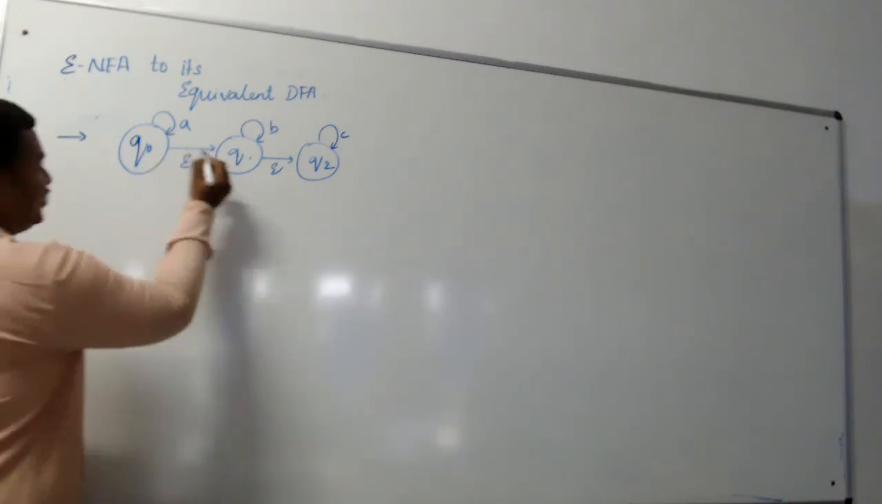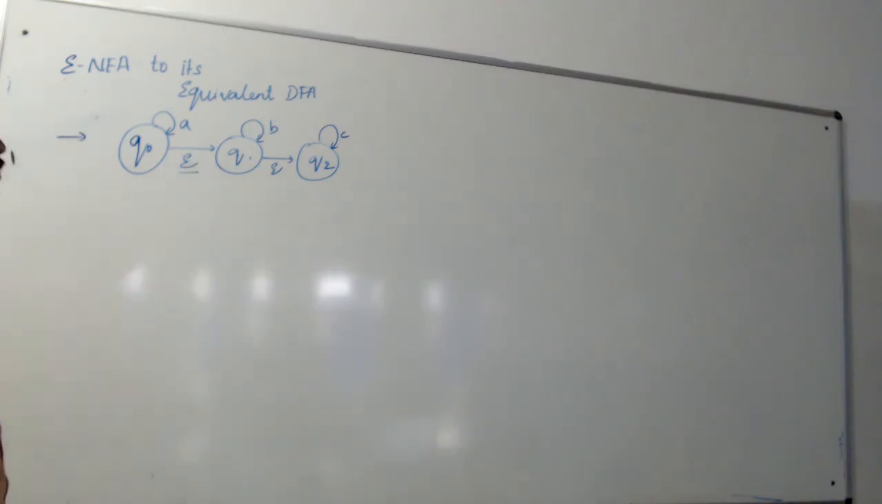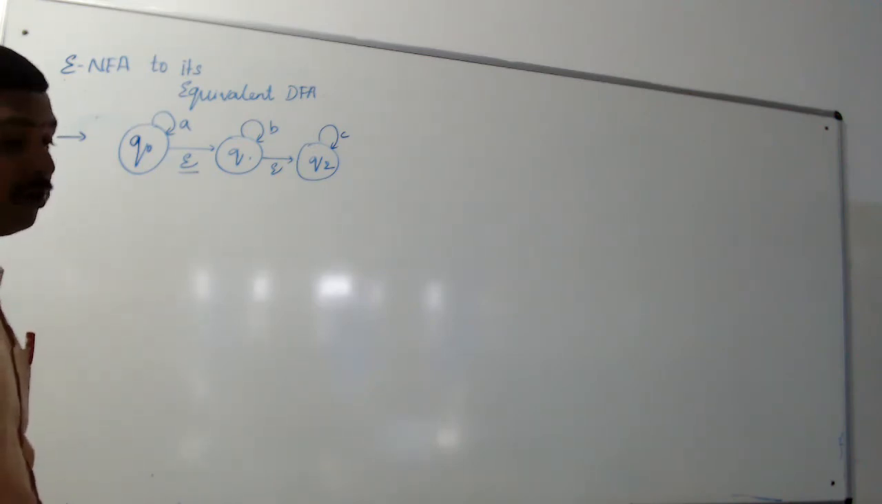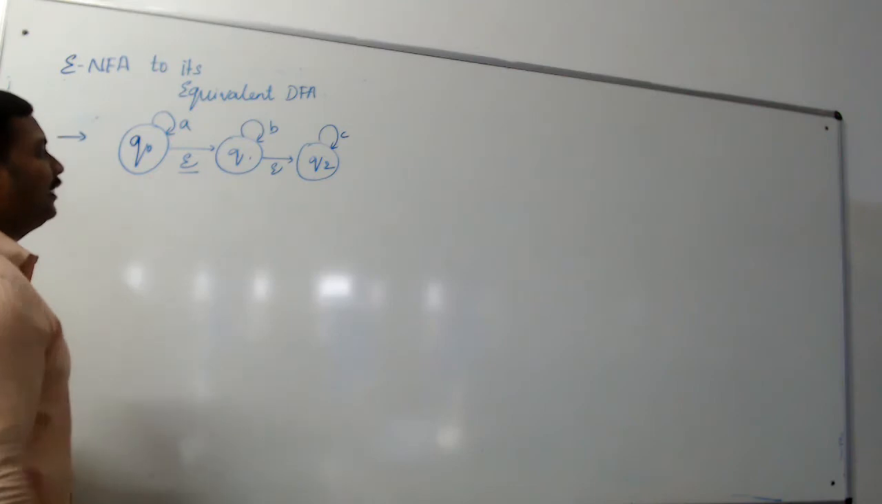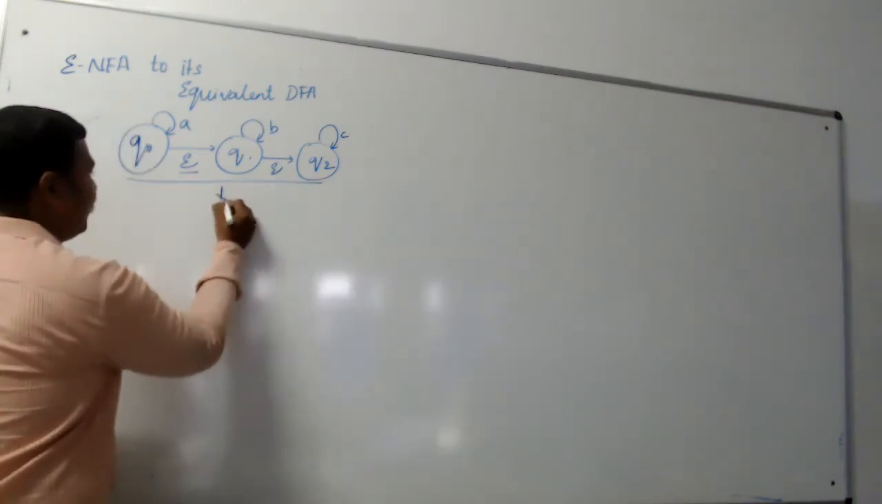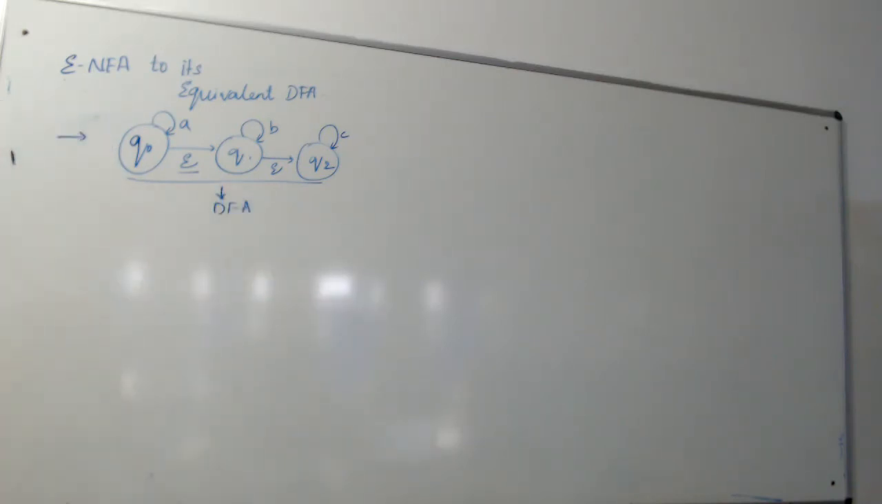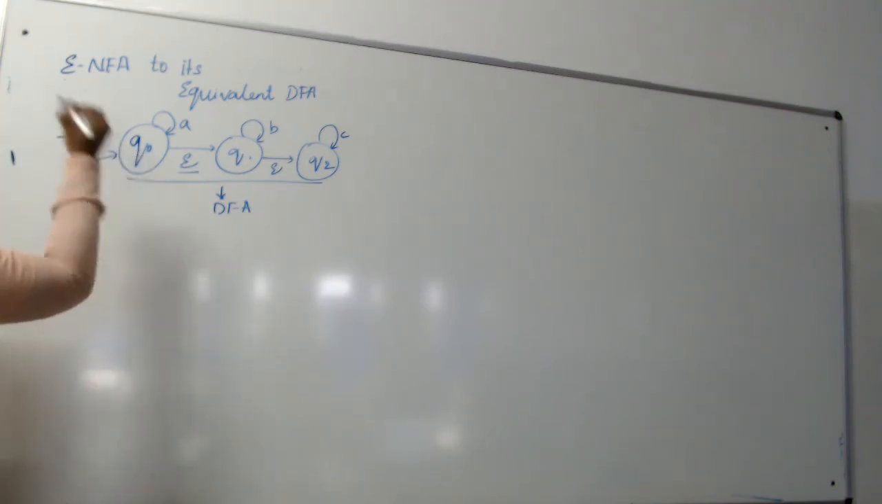Since the transitions from one state to another state happen upon epsilon, it is called an epsilon NFA. And there are not necessarily transitions for all alphabets. It is not a complete NFA. For this, I need to convert this epsilon NFA to its equivalent DFA. To convert this, the first step is to identify the start state.